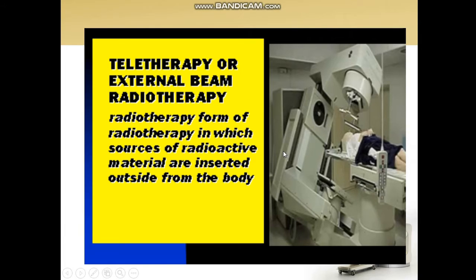It is a form of radiotherapy in which the source of radioactive material is placed outside of the body. For example, in this picture you can see a head of devices, and in this head of devices is placed a radioactive source, usually a radioactive cobalt-60 unit.